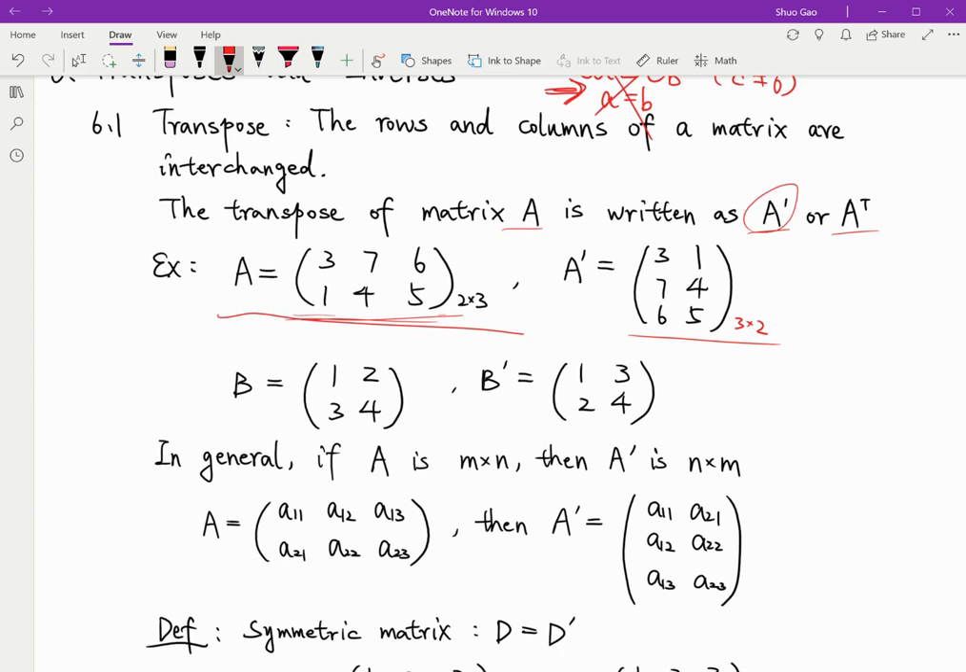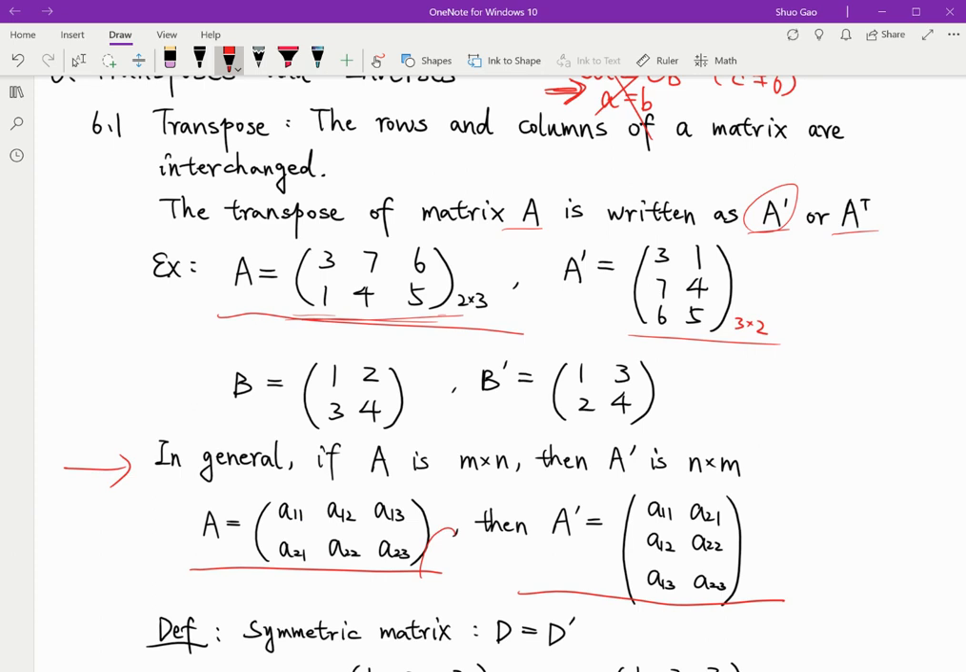Specifically, here in general, if A is here, all the small a's here are just numbers, right? When we write out the A prime here, it's kind of like we flip the matrix A along this diagonal.